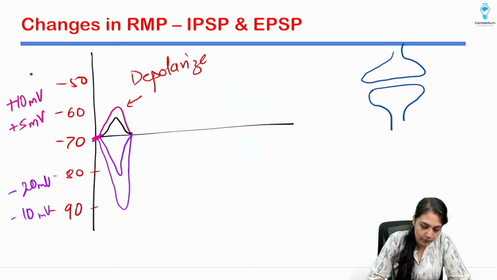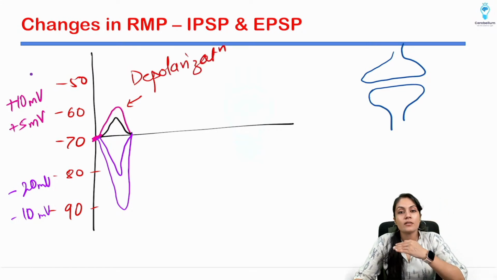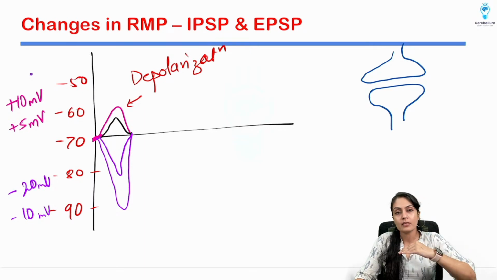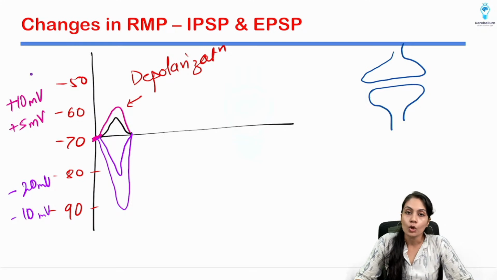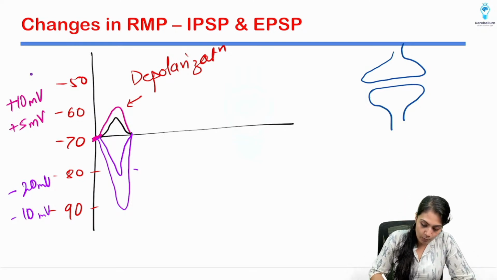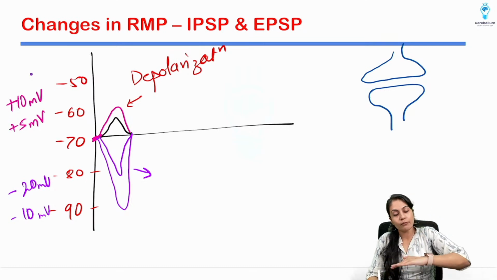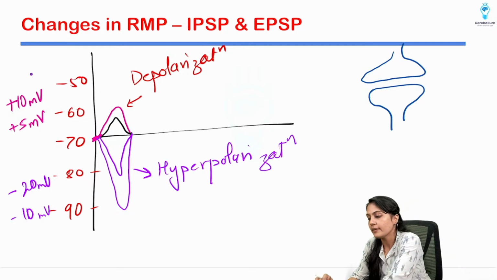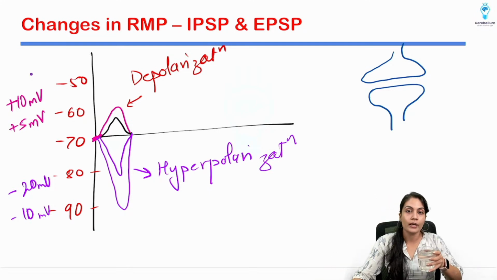I told you, if it is going away from the normal polarity, that means it is going away from the normal negative polarity, we call it depolarization. And if it is going more towards the negative polarity, we call it hyperpolarization, because normally the polarity is negative, and we are going more into the negative, that's why we call it hyperpolarization.